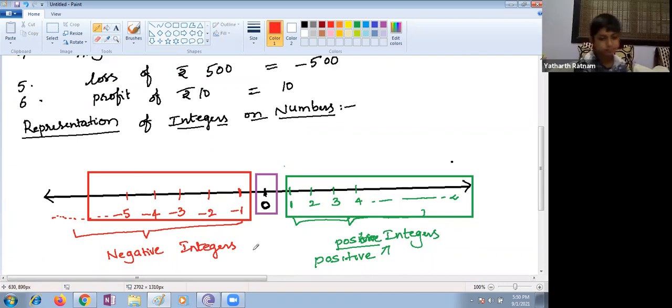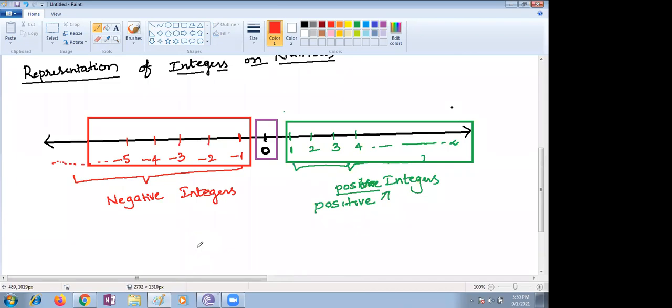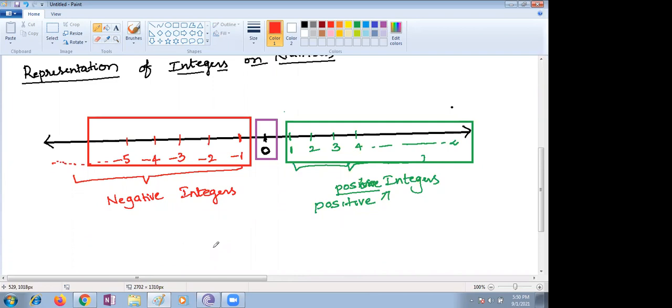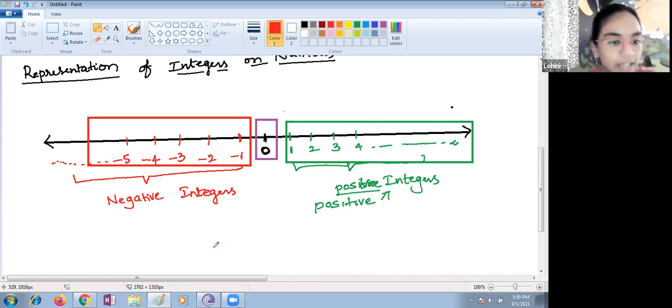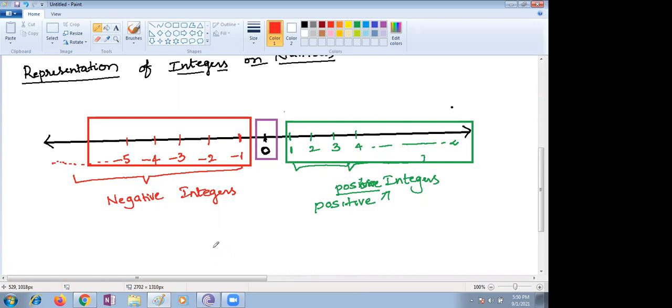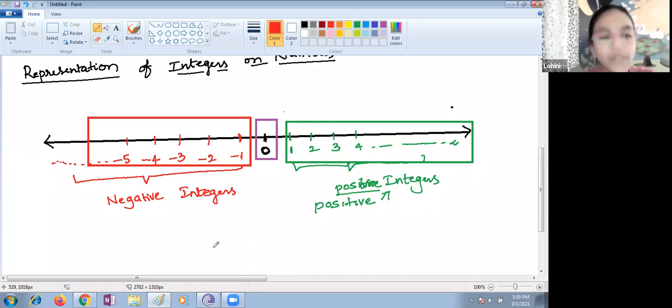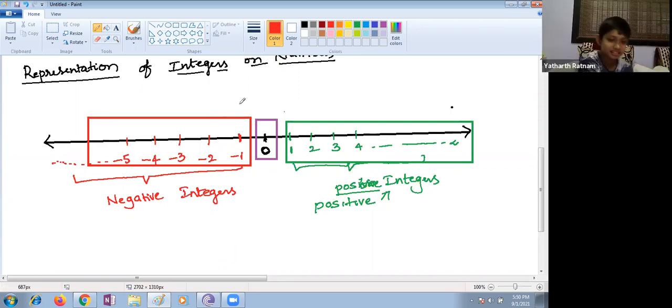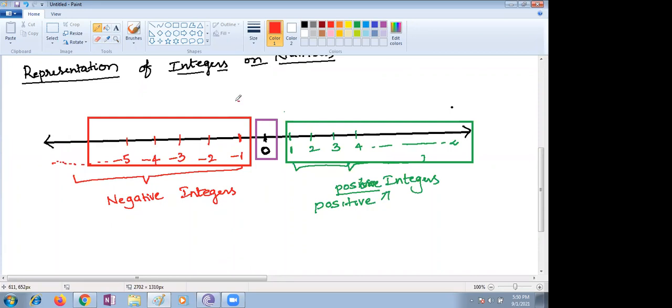Which is greater, -1 or -2? Ma'am, -1. Very good. Now Lohini, please respond. -2 is greater or -5 is greater? -5 is greater, ma'am. No, -2 is greater. That's why, don't forget, children, if you are moving towards the left side, the value is decreasing.